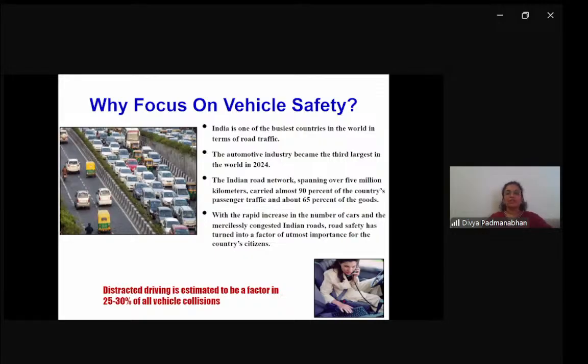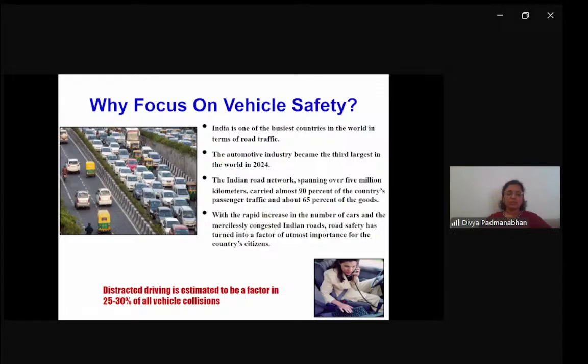Okay, so the Indian road network spans over 5 million kilometers, and this is also going to increase in the years to come. With this rapid increase in the number of cars and traffic, the roads are congested, and that is what puts safety in perspective. It is important at this juncture, when we see increasing traffic and an increasing number of vehicles on the road, to address the issue of road safety as well as vehicle safety.